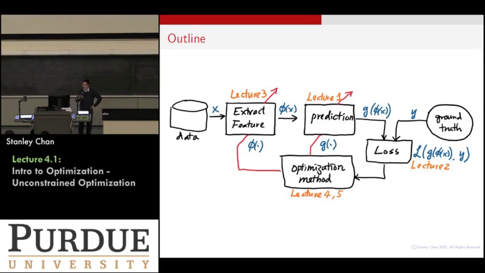Then we also want to talk about a very baby level of constrained minimization, because for most of our course we will be looking at unconstrained minimization, but we also want to know a little bit about constrained minimization so that when the problem comes, you know how to handle it properly. All right, so that's the plan for today.